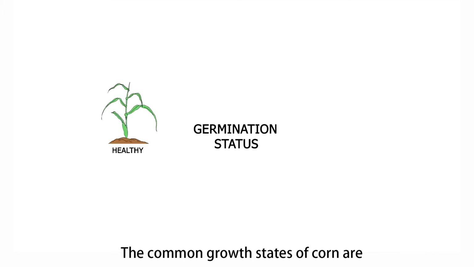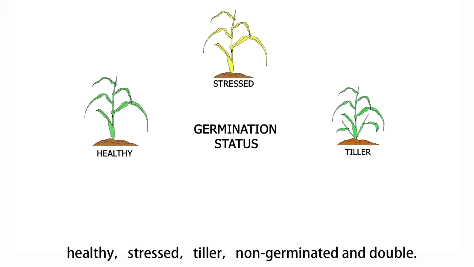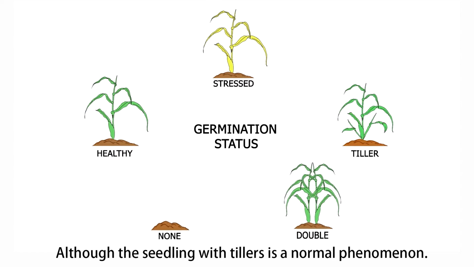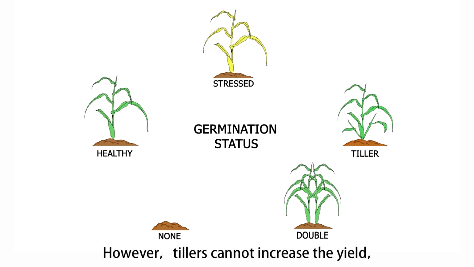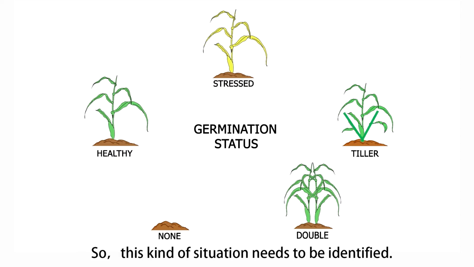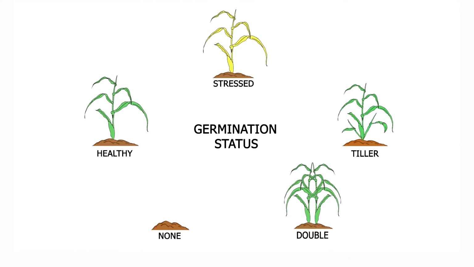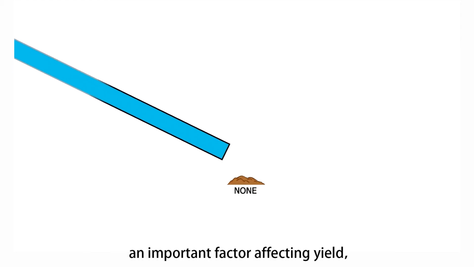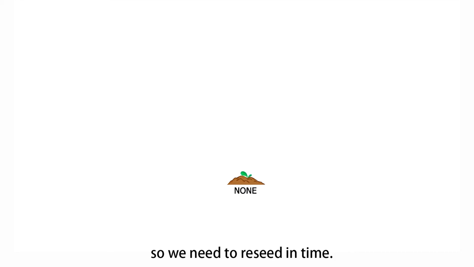The common growth states of corn are healthy, stress, tiller, non-germinated, and double. Although the seedling with tillers is a normal phenomenon, tillers cannot increase the yield, but consume lots of water and nutrients, which affects the growth of the main stem. So, this kind of situation needs to be identified. The number of non-germinations is undoubtedly an important factor affecting yield, so we need to reseed in time.